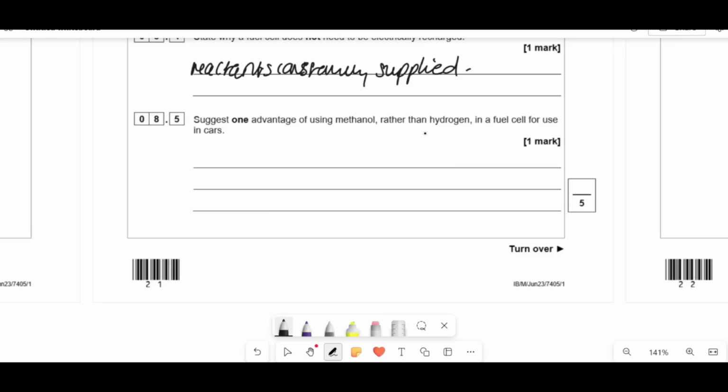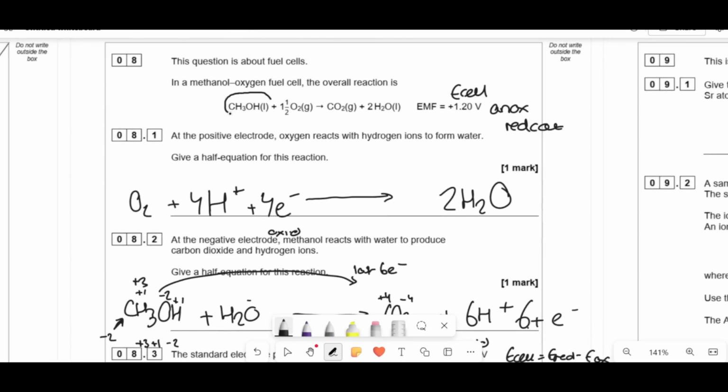What's the point? State one advantage of using methanol rather than hydrogen in a fuel cell in cars. A lot of people tried saying stuff about flammable hydrogen. Methanol is an alcohol. That's flammable too, so that's already gone. Generally speaking, saying safety, cost, and greenhouse emissions doesn't work either. You need to think carefully about what fundamentally is different. Well, methanol is a liquid and hydrogen is a gas. And the reason I know that is because the question has told me that.